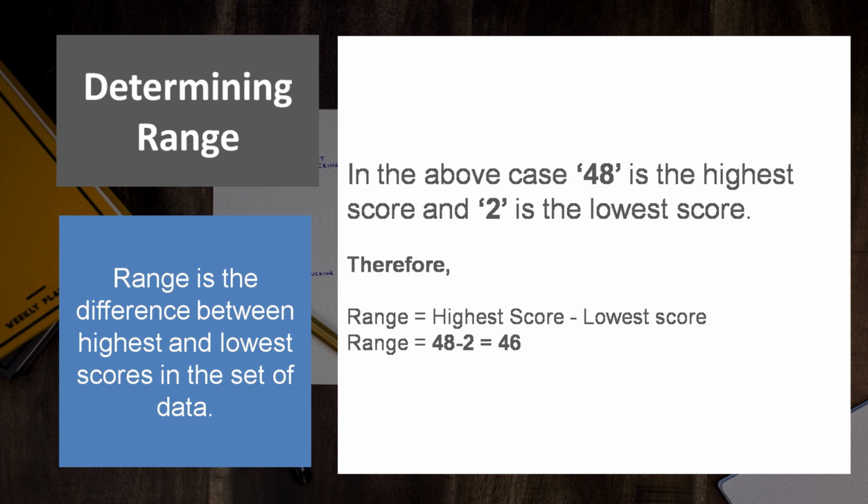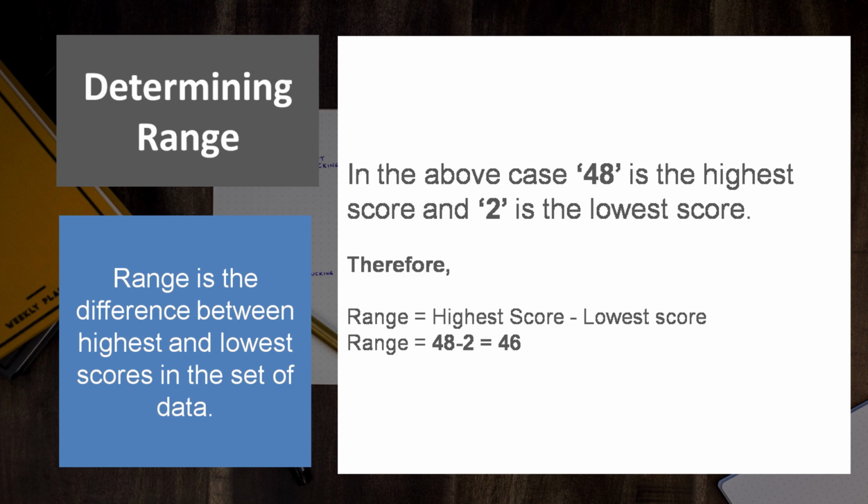Using this distribution, in the above case 48 is the highest score and 2 is the lowest score. So what will be the range? The formula for range is the difference between the highest and the lowest score, highest score minus lowest score. Highest score is 48 and lowest score is 2. So 48 minus 2 is 46. So here the range is 46. This is the first step for preparing a frequency distribution table and organizing the data.